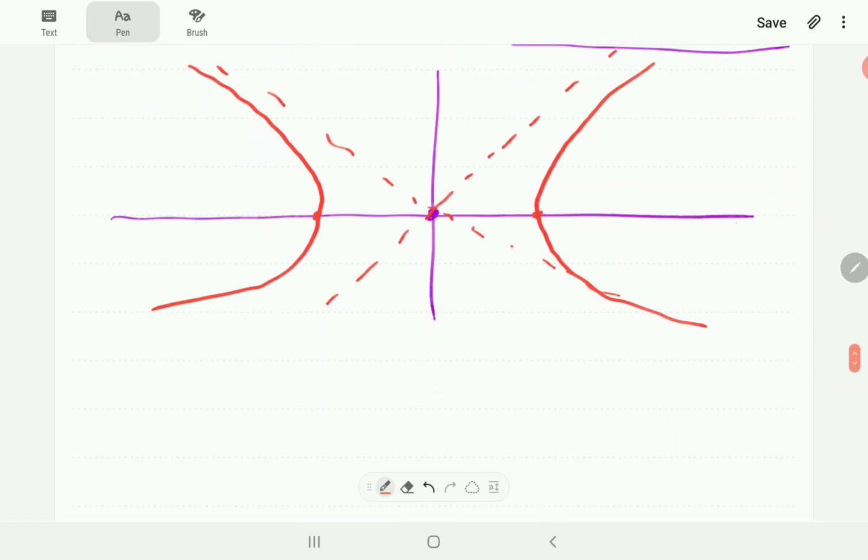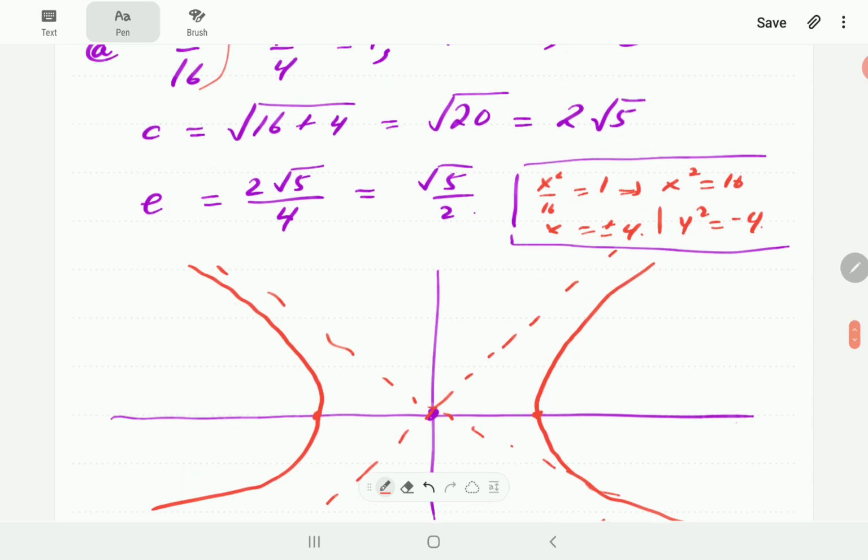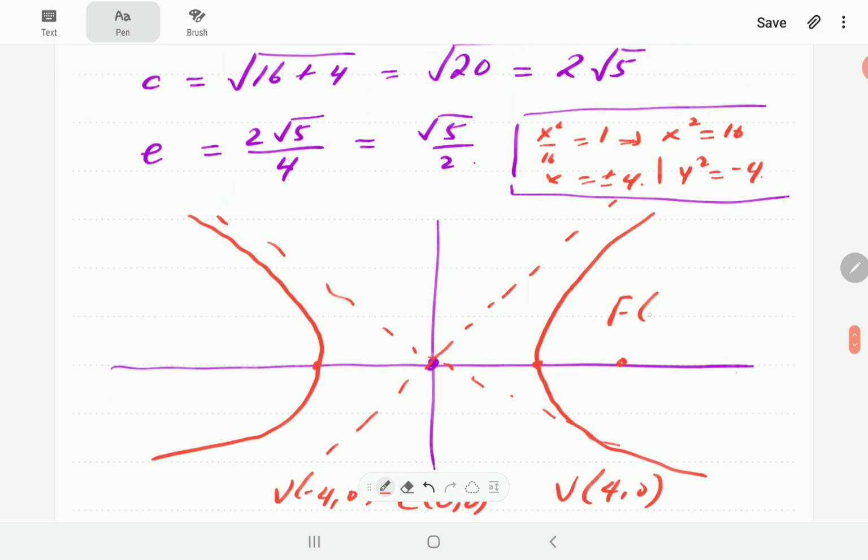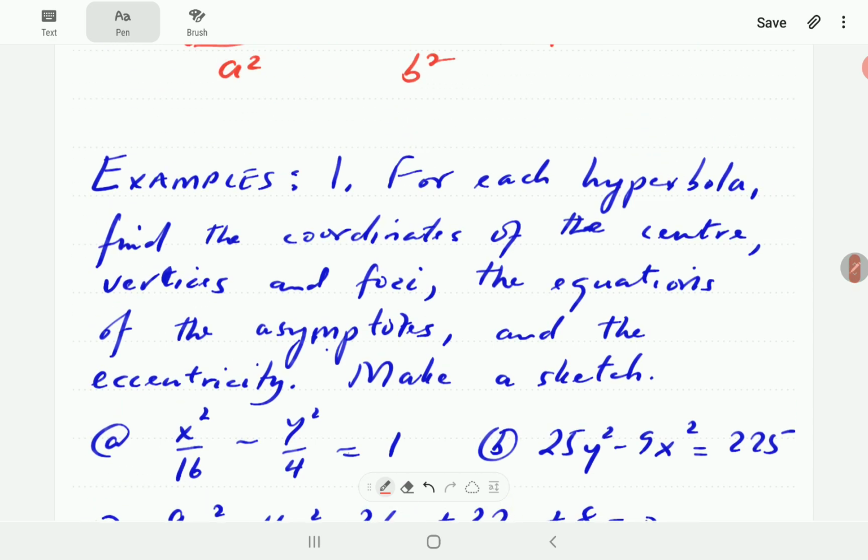Let's find the coordinates of the center. It is going to be (0, 0). The vertices: A is 4, so one vertex at (4, 0), another vertex at (-4, 0). Then the foci: one focus at (2 root 5, 0), the other at (-2 root 5, 0). So we've got the coordinates of the center, vertices, and foci.